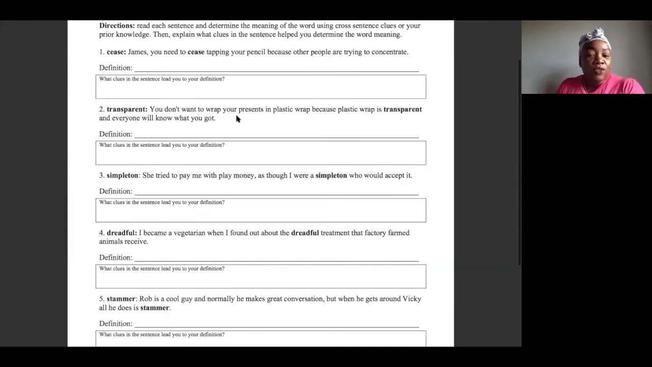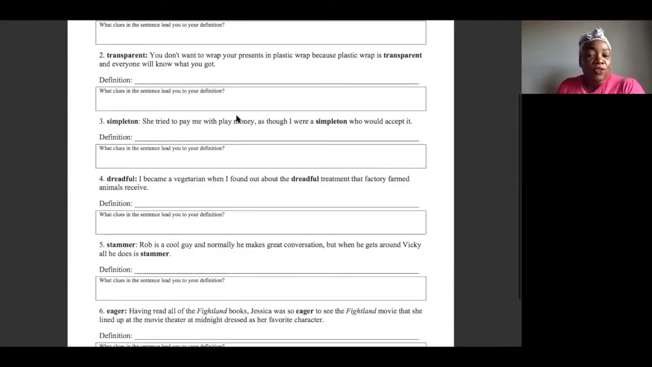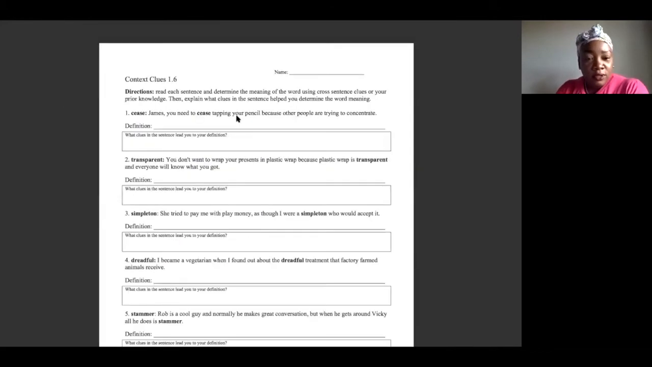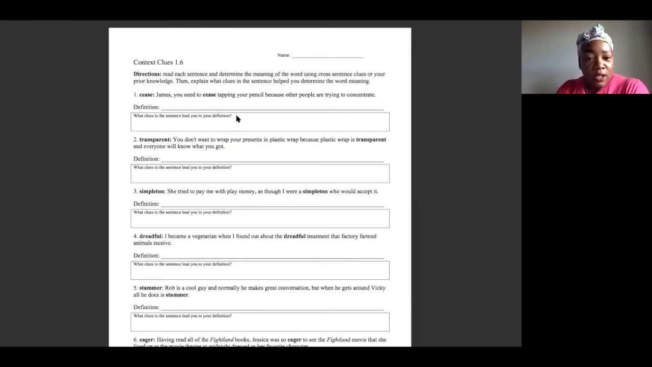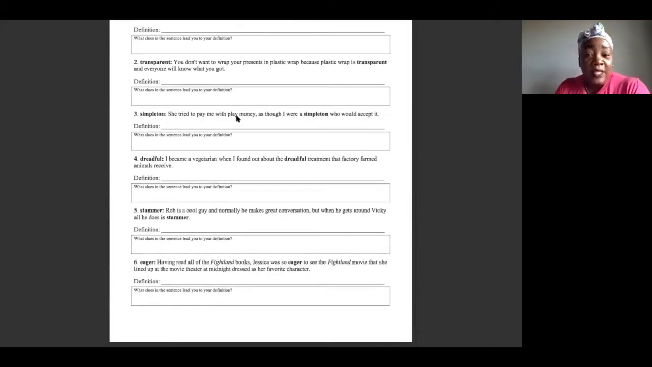Okay, let's look at number 2. We're looking at the word transparent now. Now, don't tell me the answer. I want us to look at the clues first. All right, you don't want to wrap your presents in plastic wrap because plastic wrap is transparent and everyone will know what you got. Now, don't tell me what transparent means. Someone already said see-through.